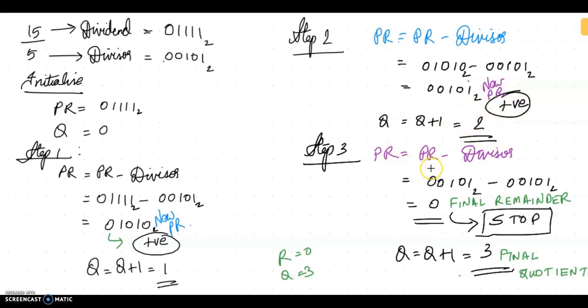Next step is again PR equal to PR minus divisor. So 5 minus 5 is what you get here, 0, 0, 1, 0, 1 minus 0, 0, 1, 0, 1. If you subtract 5 minus 5, you get 0. Since it is 0, you stop. And what you got here is the final remainder. Increment the value of Q and stop, and that is the final quotient. So final remainder equal to 0, final quotient equal to 3.